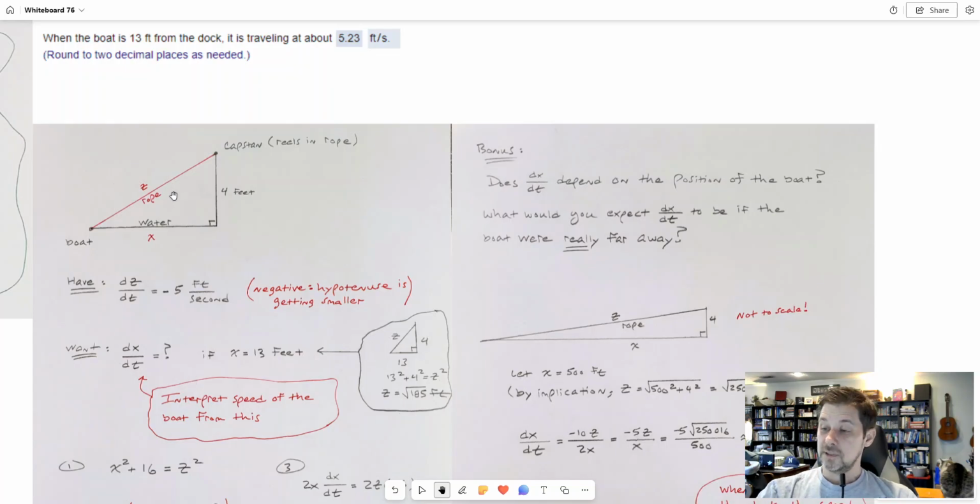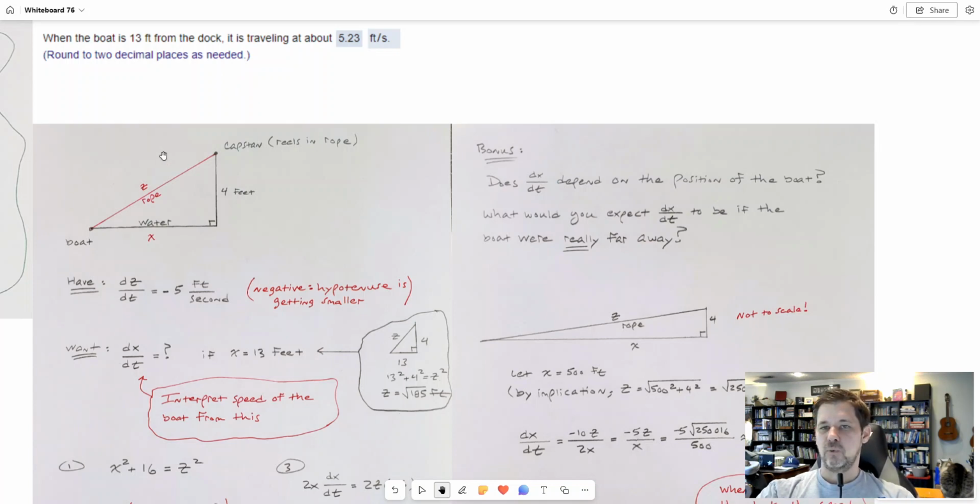Now, more specifically, we're being asked: if you know how fast you're reeling in the rope, 5 feet of rope for every second that goes by, then how fast is the boat moving on the water when it's 13 feet away from the base of the dock? So that's the full statement of the question.